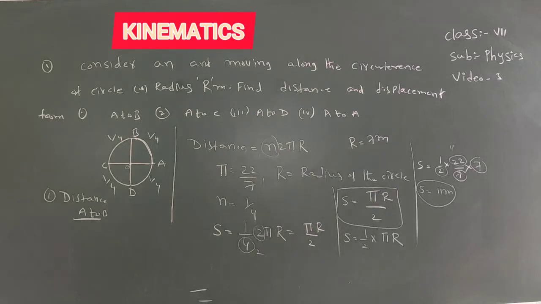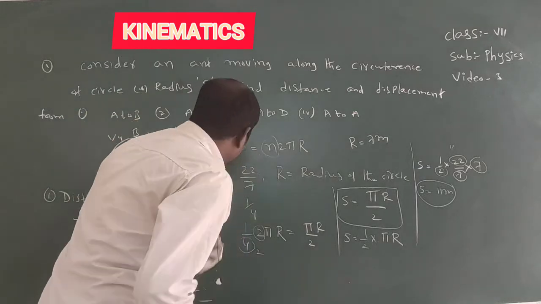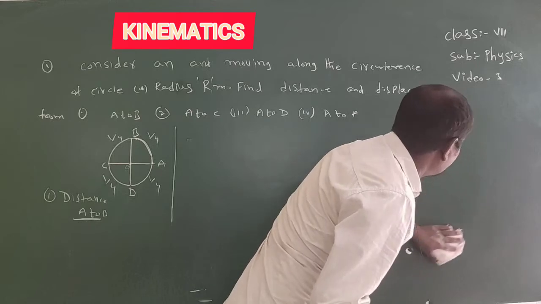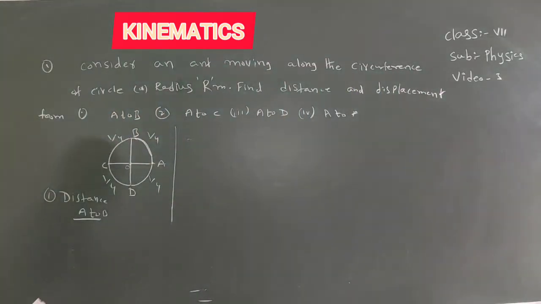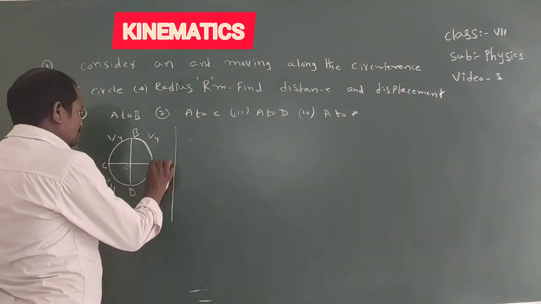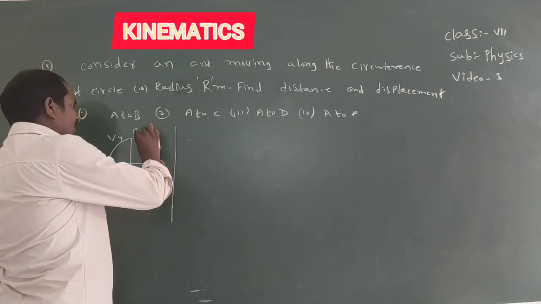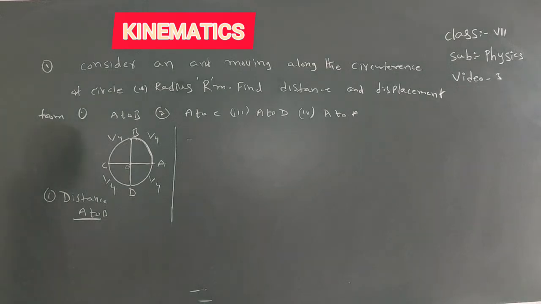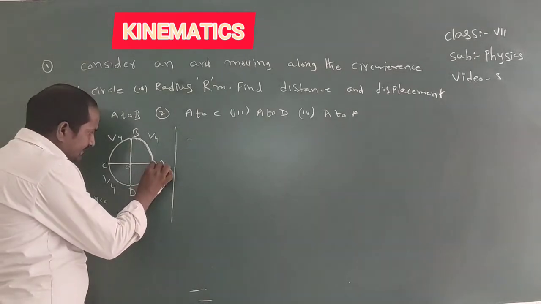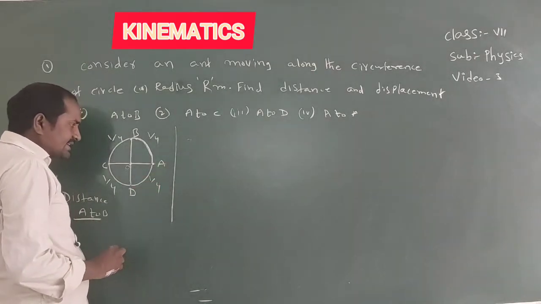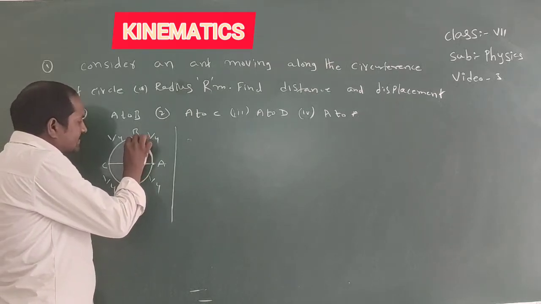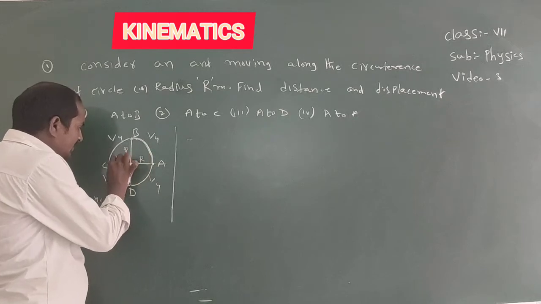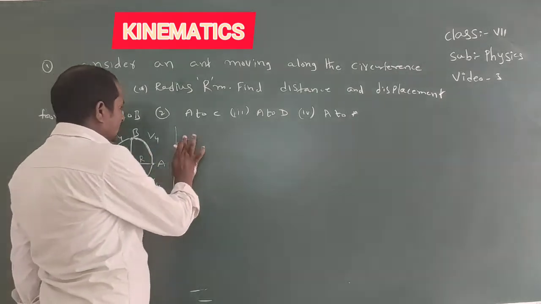Now displacement. The body is moving from A to B. What is meant by displacement? The shortest distance between the initial and final point is called the displacement. What is the initial point here? A is the initial point. What is the final point here? B is the final point. Radius is equal to r.